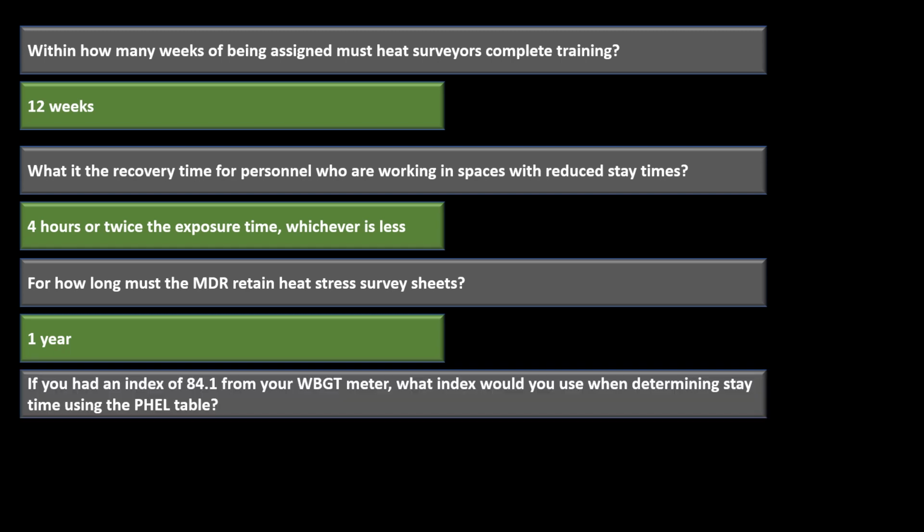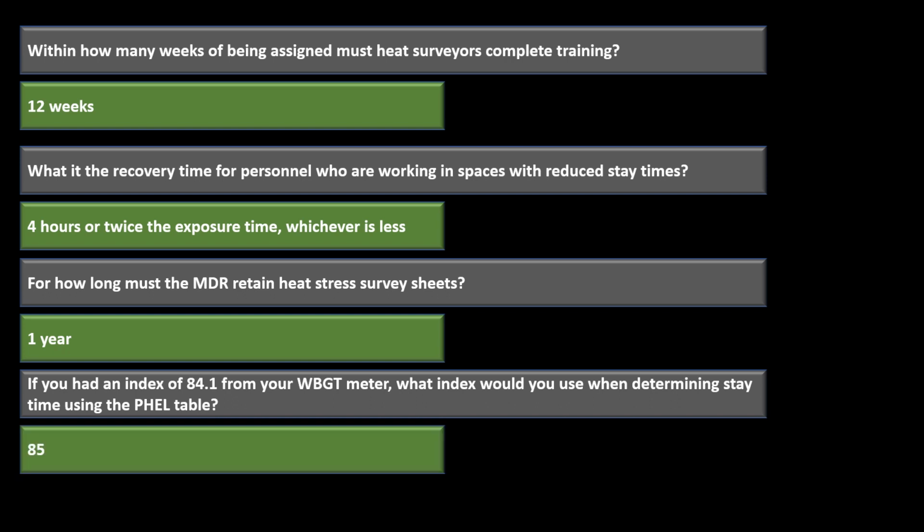If you had an index of 84.1 from your WBGT meter, what index would you use when determining the stay time using the FEL table? You're going to use 85. Whenever we have a decimal, we just round up, because the table is just in whole numbers, and there are no decimals in the table. So 84.1 would be 85 on the table.